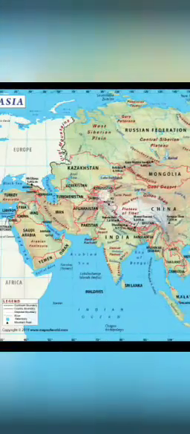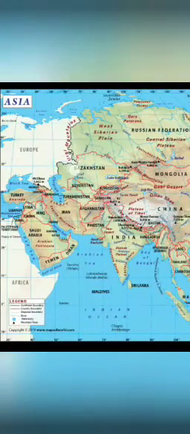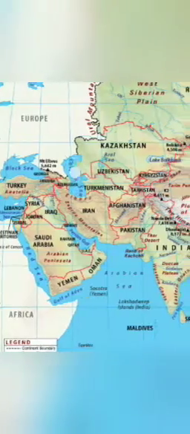Now let's see the boundaries of the Asian continent. So this is the Ural mountain range. See the shape. And this is the Caspian Sea.